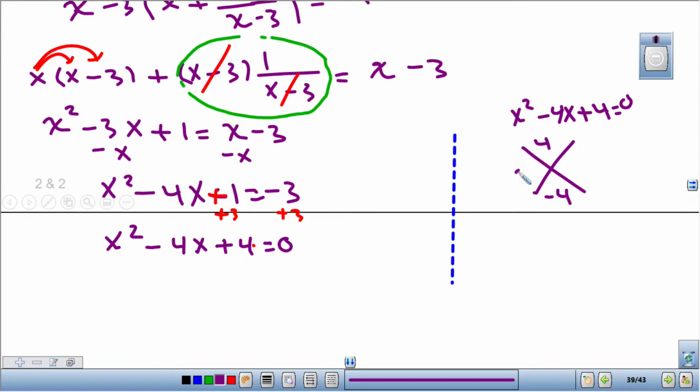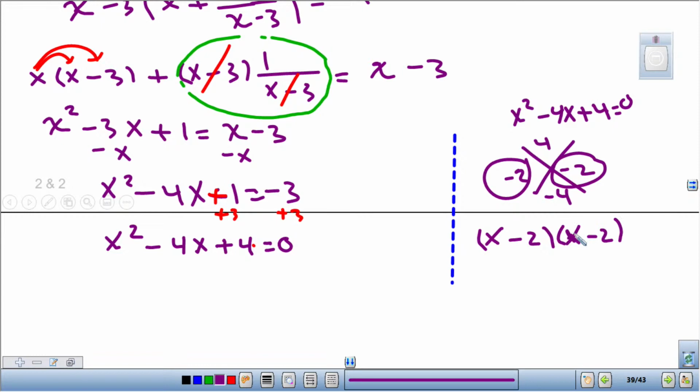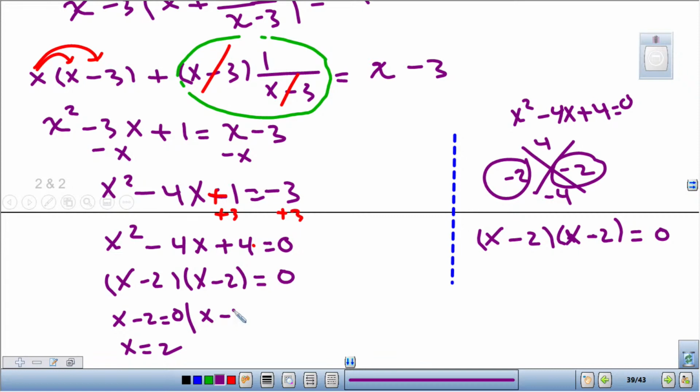2, 2 would not work. Negative 2, negative 2 would work. A is 1, so this is fine. Just circle these. X minus 2 and X minus 2, or X minus 2 to the second power, equals 0. Well, this is X minus 2 and X minus 2 equals 0. By the zero product property, either of them would be equal to 0. X minus 2 equals 0, X equals 2. And same thing here, X minus 2 equals 0, X equals 2.